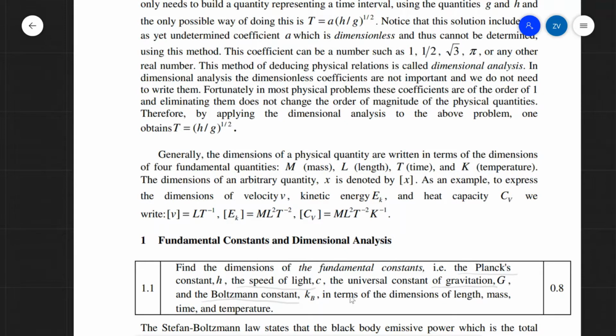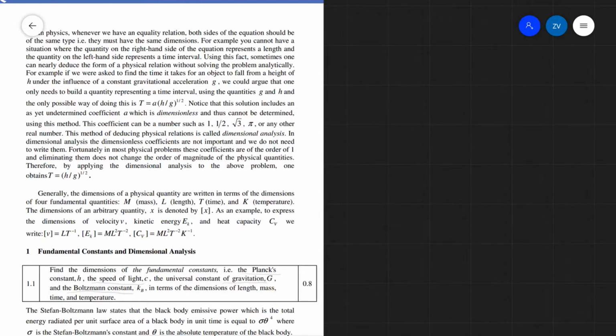Planck's constant h, the speed of light c, the universal constant of gravitation G, and Boltzmann's constant kB, in terms of the dimensions of length, mass, time, and temperature. Well, let's get started. Let's start off with the base units of Planck's constant. The easiest way to get the units of Planck's constant is just to use the energy formula of a photon, which is E equals h times f. Rearranging for Planck's constant, we get that h is equal to E over f.